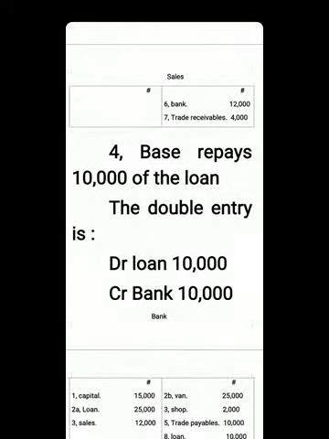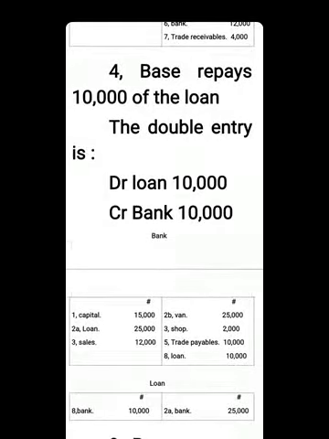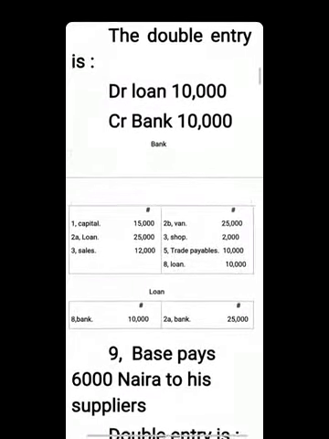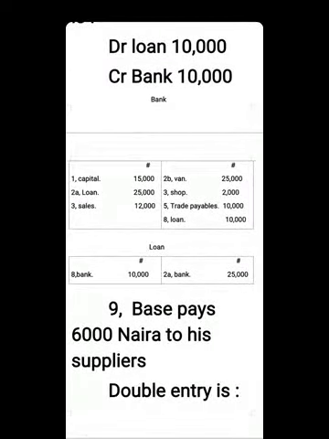That takes us to number 8. Base repays 10,000 naira of the loan. The double entry is that we debit loan 10,000 naira and then we credit bank 10,000 naira. This is the double account: debit loan, and then we credit bank 10,000 naira.